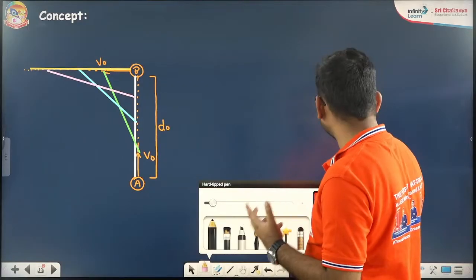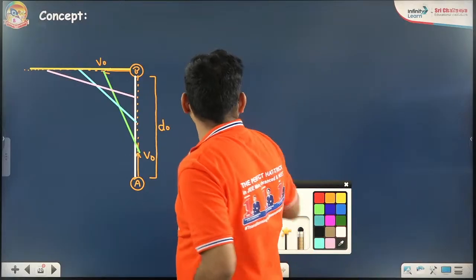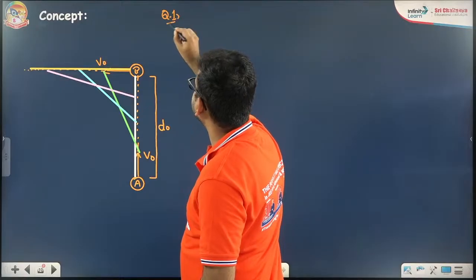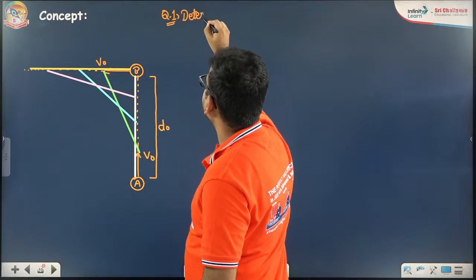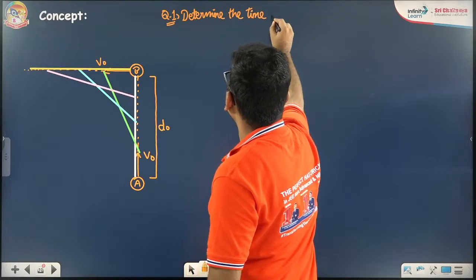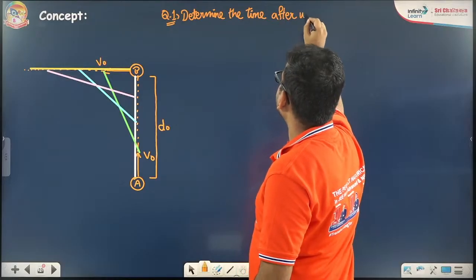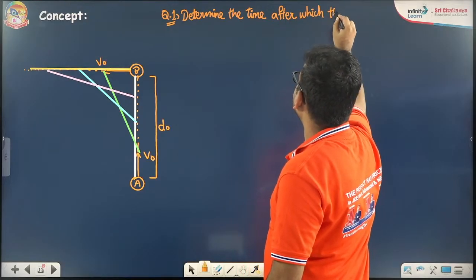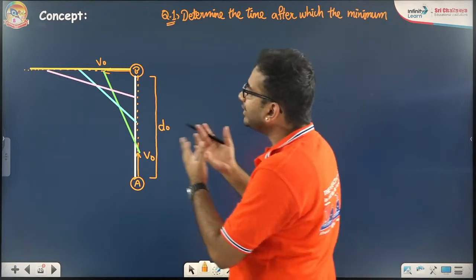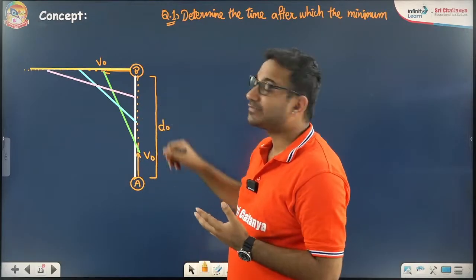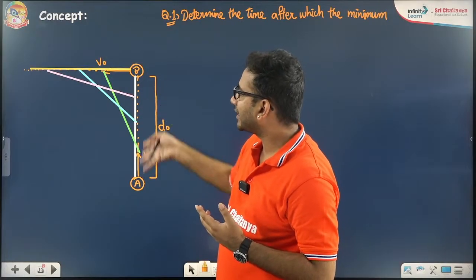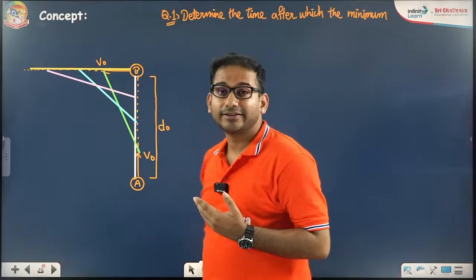Questions. Question number 1, question number 2. Question number 1 in this concept is: determine the time after which the minimum separation will be attained. They will never be able to meet each other. The reason is they are moving with the same speed. As soon as A is traveling along this vertical, dotted line, y-axis line, B is also traveling in the x-axis line.